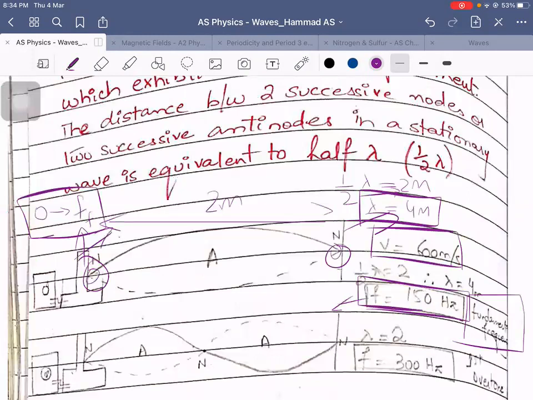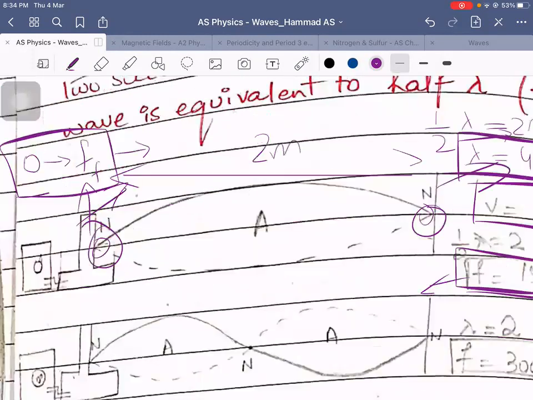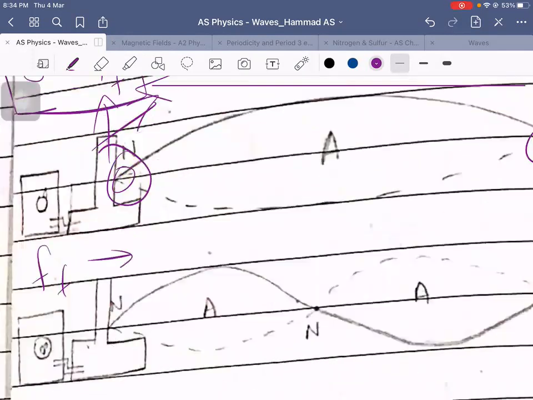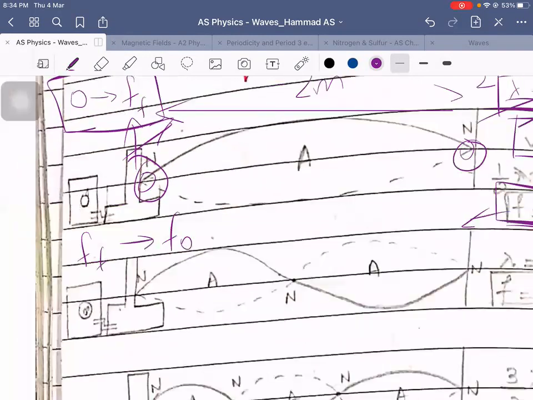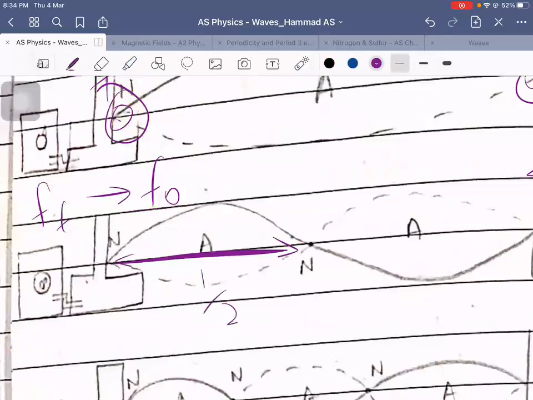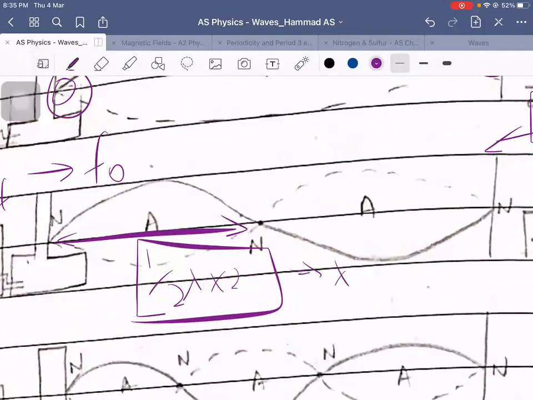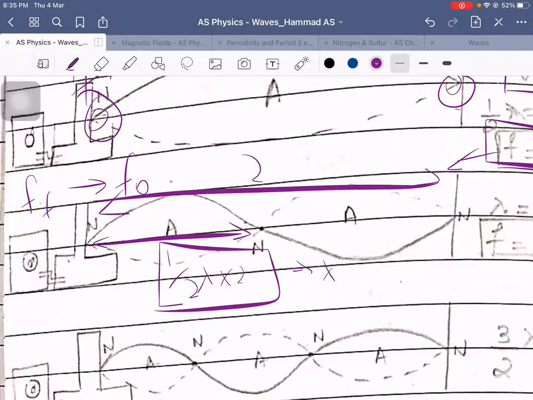Now for the next case, I am increasing the frequency of my forced oscillator to a value FO. I will have to notice the fact that one entire wave was being formed. Node to node is half lambda, and this is another node to node distance. So you multiply this by 2, or you could say half lambda plus half lambda. That gives you lambda. Your entire wavelength again covers the distance of 2 meters.